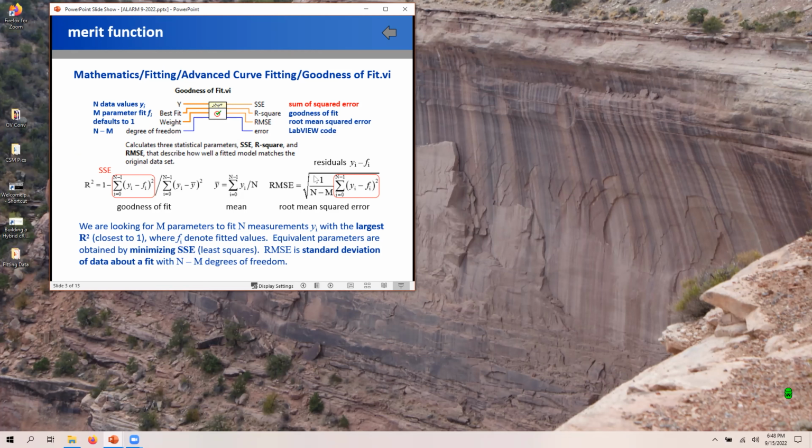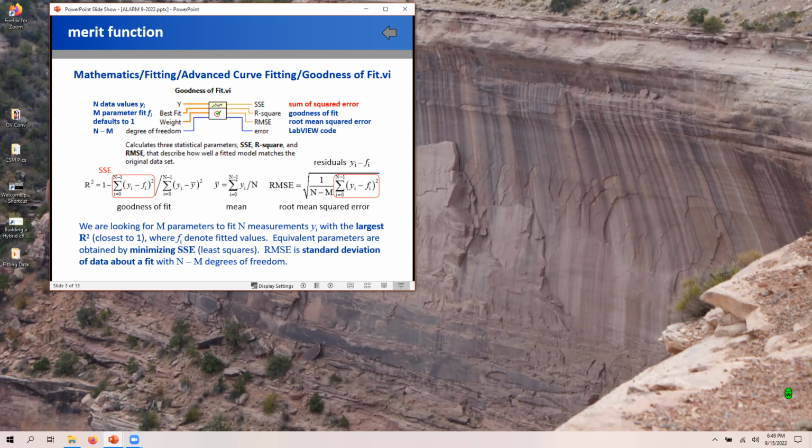So root mean squared error is essentially a standard deviation, where this piece, the data value minus the fitted value, squared and summed up over all the data points, is the sum of squared error. In a least squares analysis, what you end up doing is minimizing the sum of squared error. Well, if I minimize this, I'm minimizing the root mean squared error.